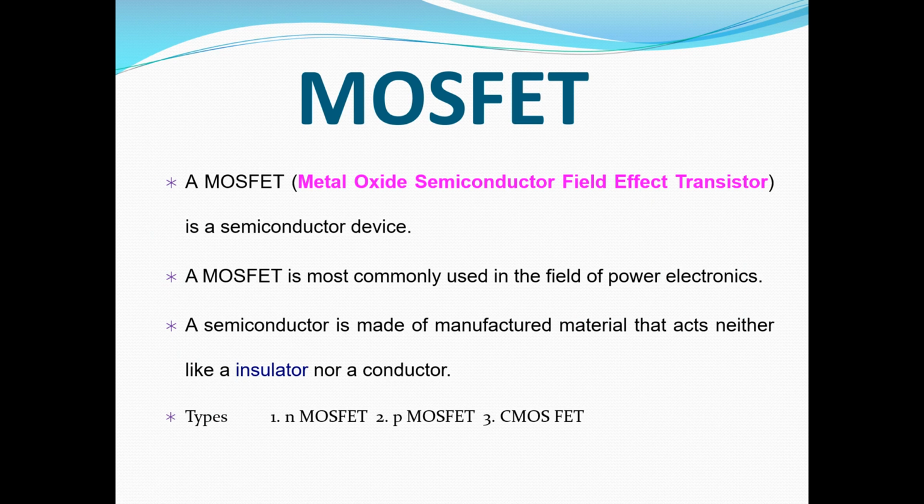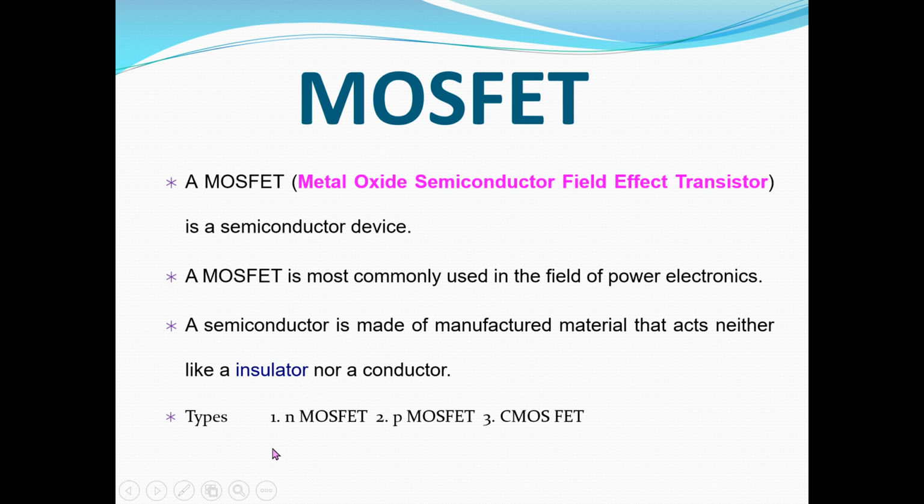Now let us enter into the depth of a MOSFET, or what a MOSFET means. Let us enter into that concept. MOSFET is a metal oxide semiconductor field effect transistor, a semiconductor device. A MOSFET is most commonly used in the field of power electronics, and a semiconductor is a manufactured material that acts as neither an insulator nor a conductor. As we all know, a semiconductor is a material which lies in between two kinds of material, an insulator and a conductor, which I have told in the first slide itself.